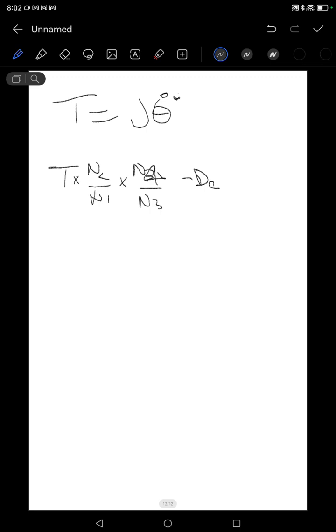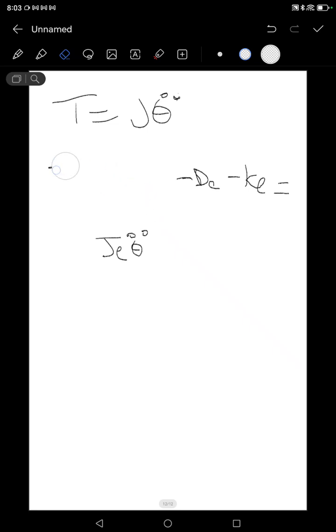DE, because we know DE is equal to D2 N4 over N3 squared. So minus DE minus KE, and then equals JE theta dot dot. Here we can just write TE instead of substituting, just to show you. So it's TE minus DE minus KE equals JE theta dot dot. Remember, it's theta L.